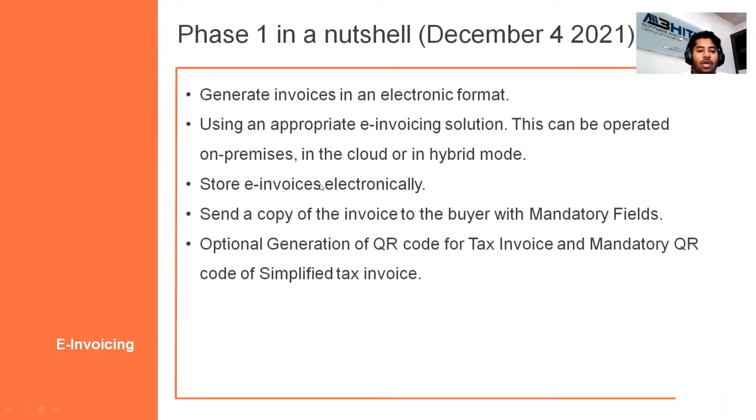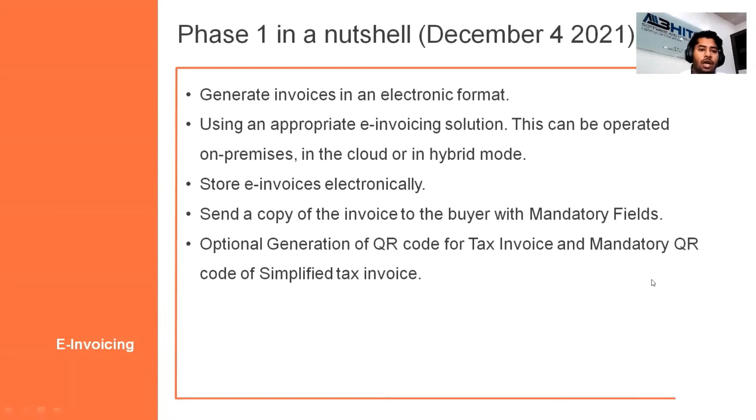And these invoices need to be electronically stored. Sellers need to archive all these invoices, and they should be able to present them electronically when requested by the ZATCA authorities. The copy of the invoice would be sent to the buyer with the mandatory fields. Without the mandatory fields, the invoice will be considered invalid, and it would not be considered a proper invoice. And then there is the optional generation of a QR code for a tax invoice and a mandatory QR code for a simplified tax invoice. There could be an optional QR code in a tax invoice, but a mandatory QR code is required for the simplified tax invoice.